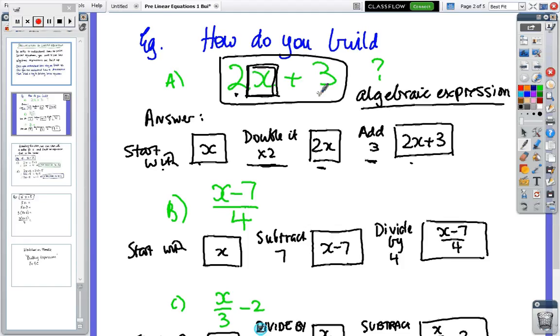Okay, and the next one, we've got x minus 7 over 4, and so we start with the pronumeral x. We have to subtract 7 to produce x minus 7, and then we divide that answer by 4. So x minus 7 over 4 is produced by starting with x, subtract 7, and then finally divide by 4.